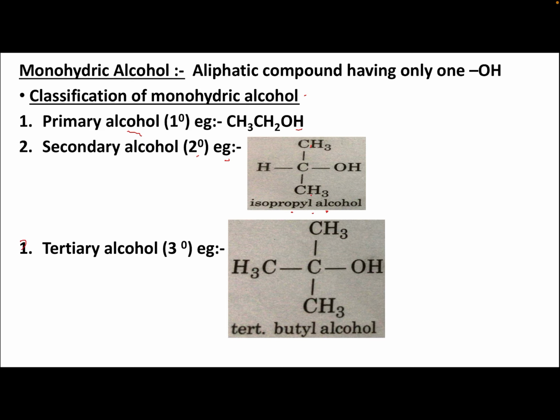Tertiary alcohol. This is the third one, tertiary alcohol, 3 degree. Example, tertiary butyl alcohol. Three CH3 groups are attached. This is tertiary alcohol, tertiary butyl alcohol.